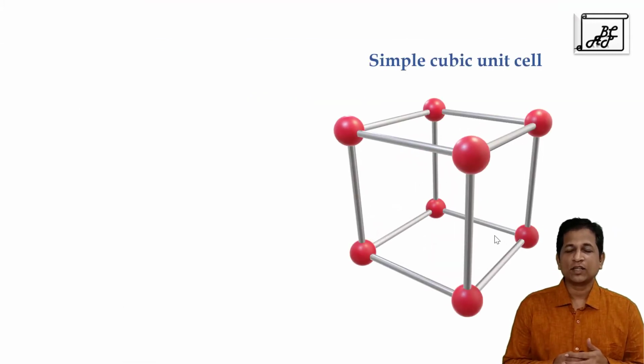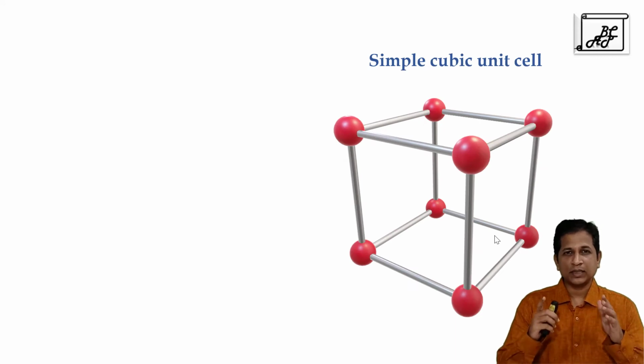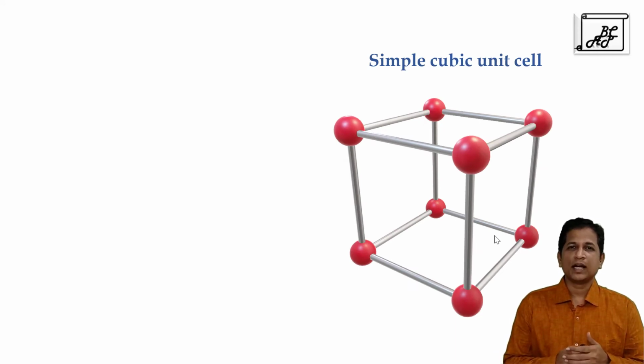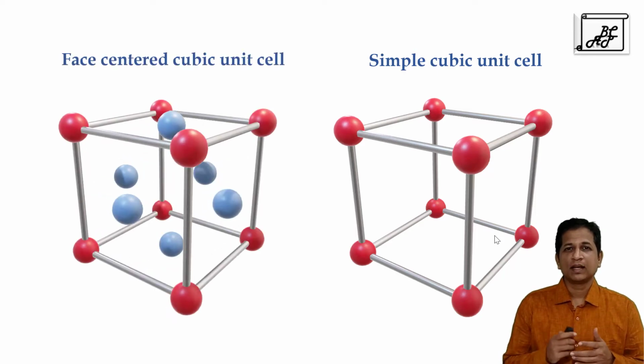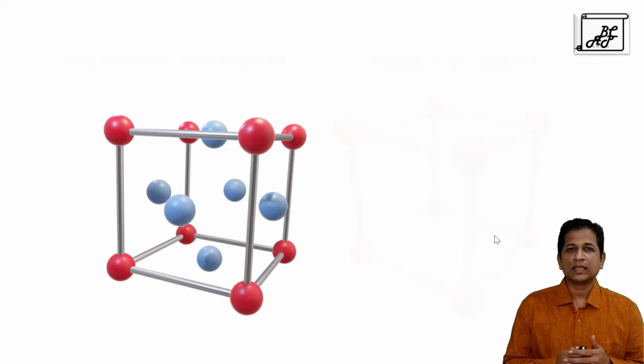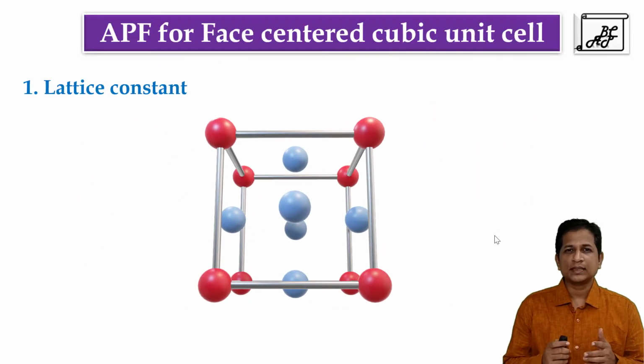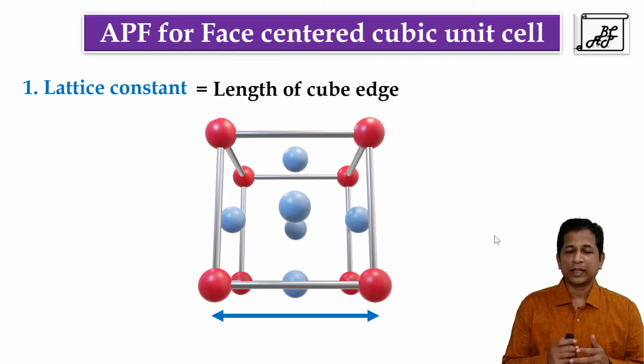We know that in case of simple cubic unit cell, there are atoms at the corner of a cube. In addition to the corner atoms, when there are atoms at the center of each face, it is called a face-centered cubic unit cell. Let's start with the lattice constant. It is the distance between centers of 2 corner atoms. It is the length of cube edge and is denoted by a.